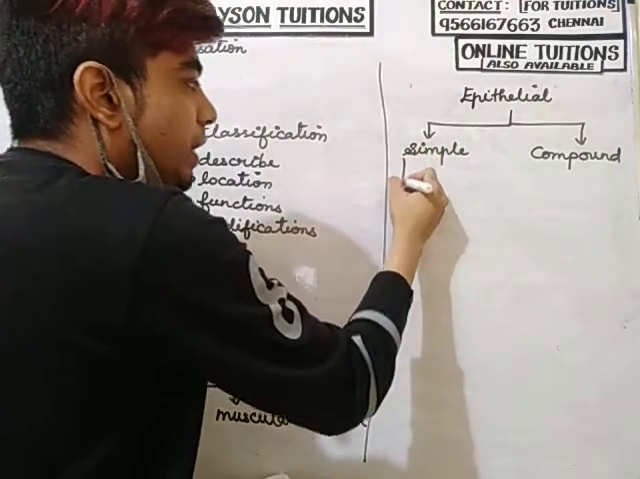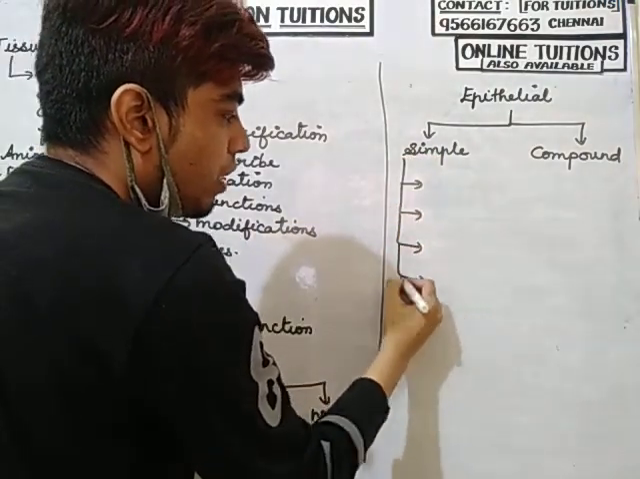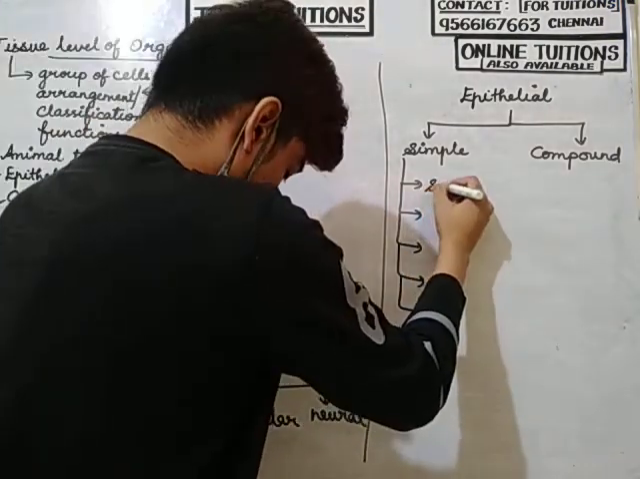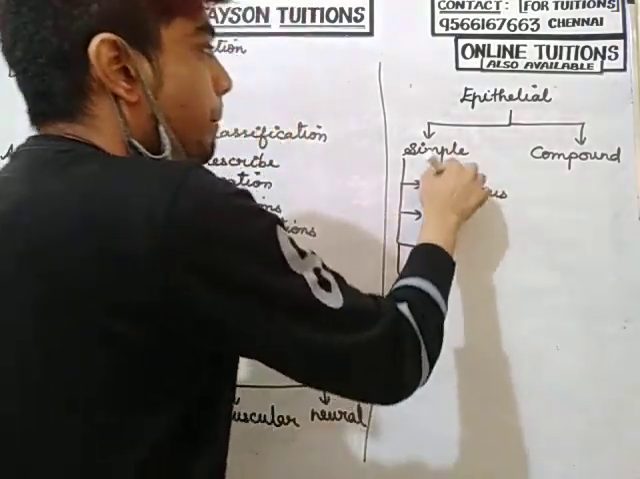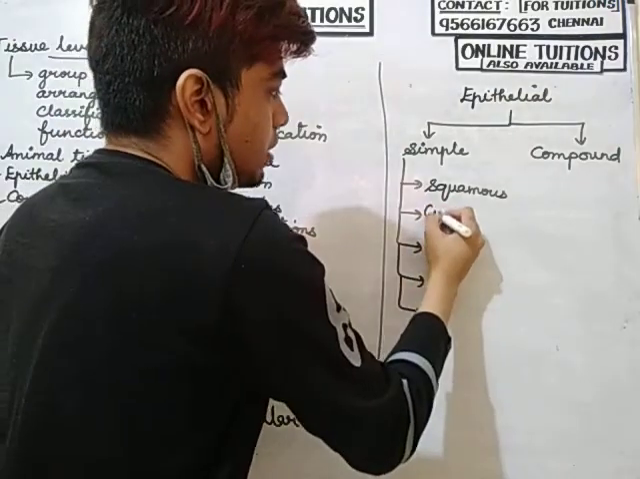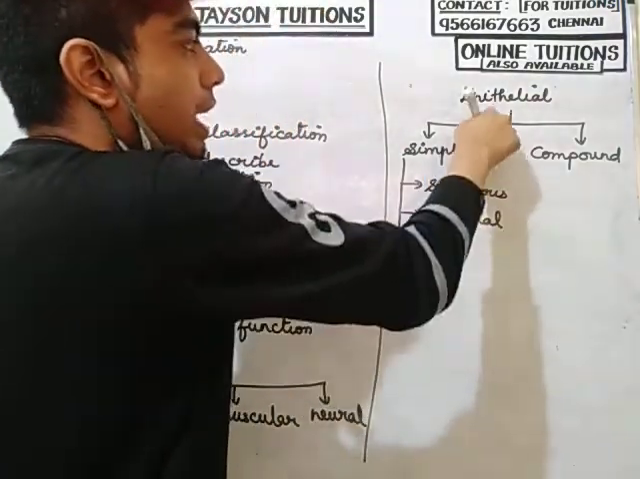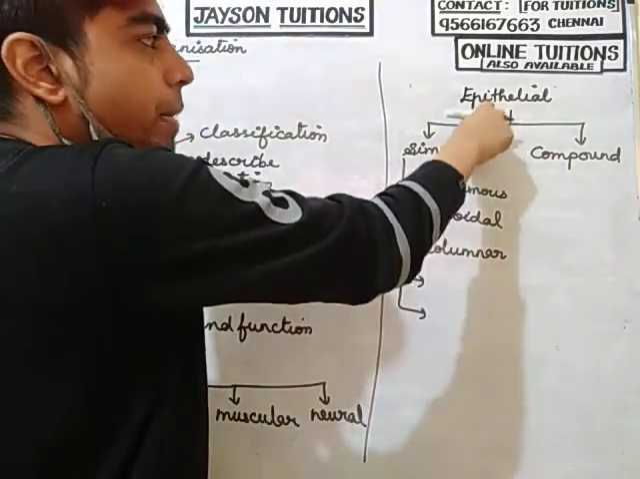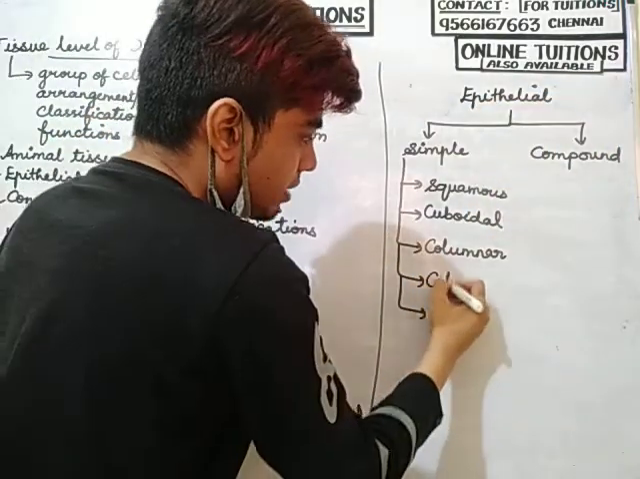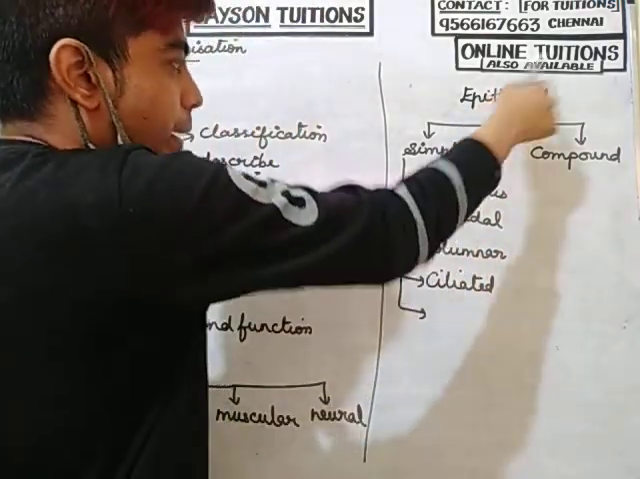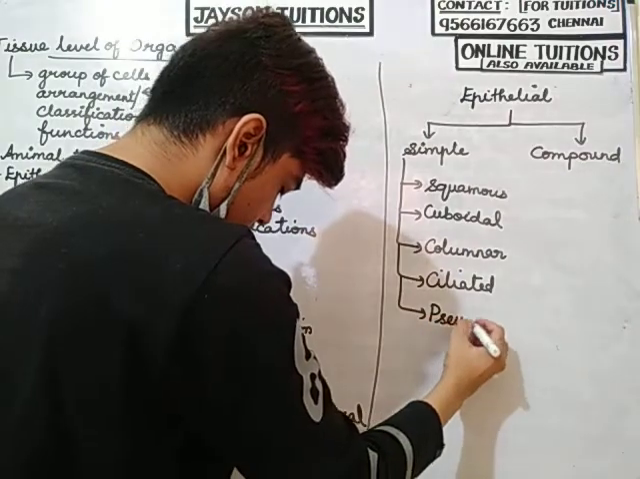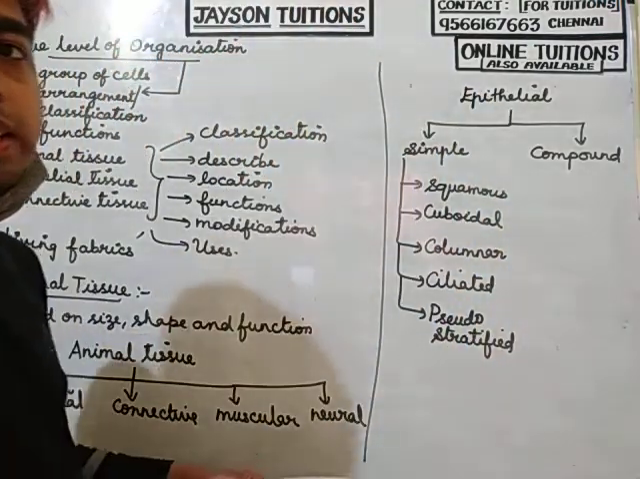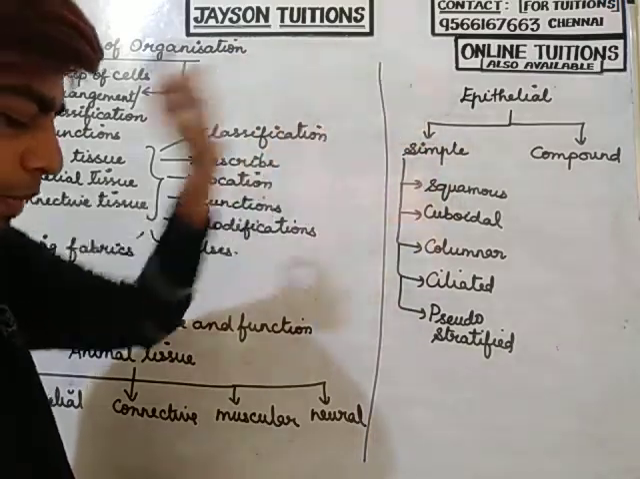The simple epithelial tissue is divided into 5 types. So what are the 5 types of simple epithelial tissue? One is squamous simple epithelial tissue. The next one is cuboidal simple epithelial tissue. The next one is columnar simple epithelial tissue. The next one is ciliated simple epithelial tissue. And the last one is pseudostratified simple epithelial tissue. Understood? So these are the 5 types of simple epithelial tissue.